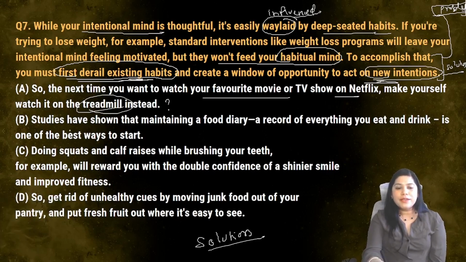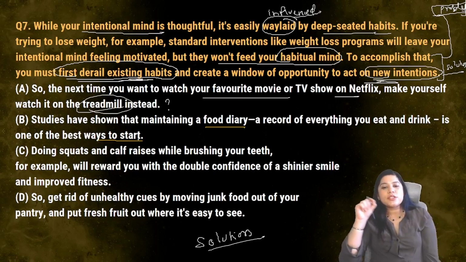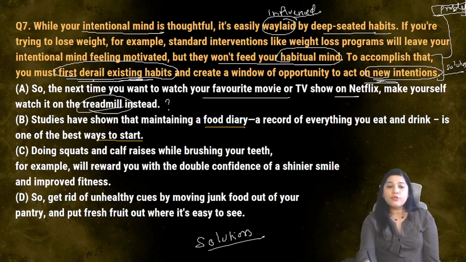Now, option B: studies have shown that maintaining a food diary, a record of everything you eat and drink, is one of the best ways to start. You really think, if I want to lose weight, if I just maintain a record of what I ate today, what I'll eat tomorrow, what I ate yesterday, that through that knowing I can start. But you have to first leave the existing habits and then start the new ones in that space, is what they are saying. So just doing a new habit is not enough. How to derail the old habits, that also I need to know. So B is not possible.